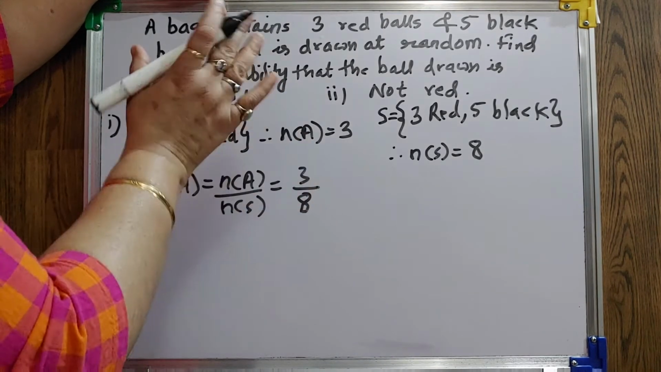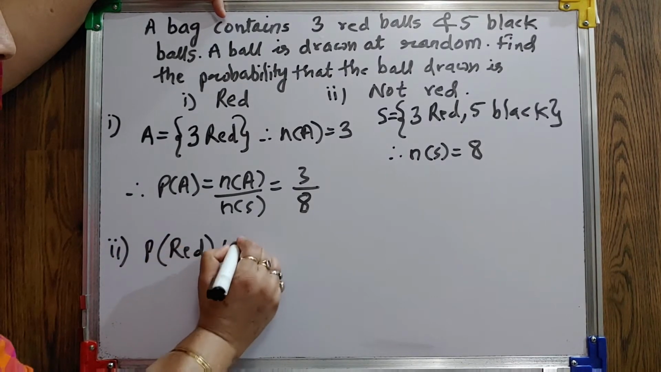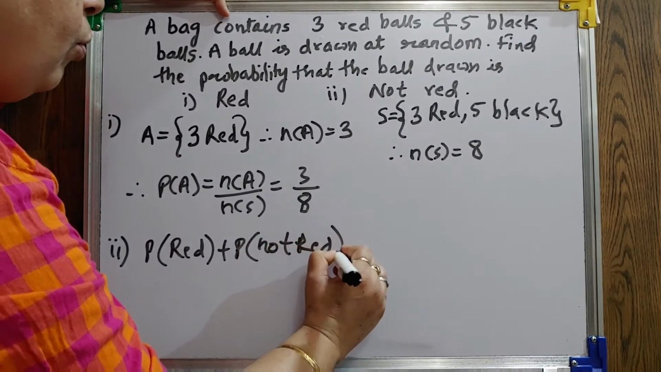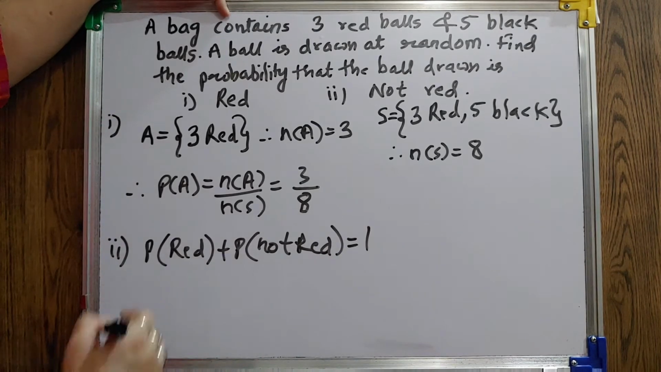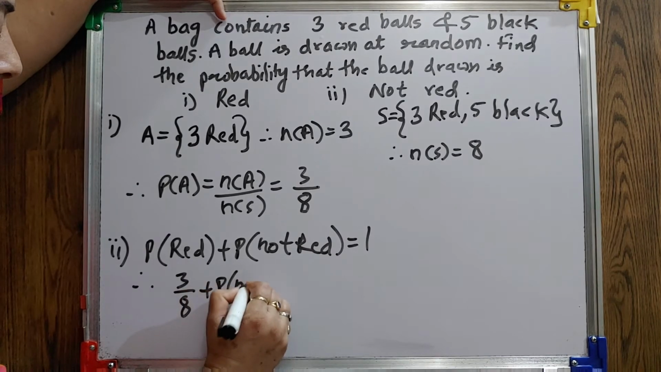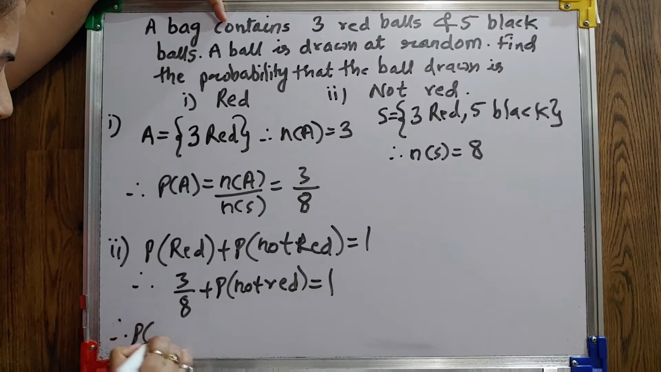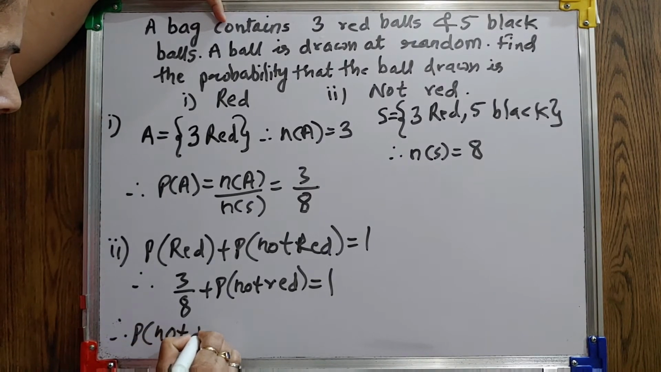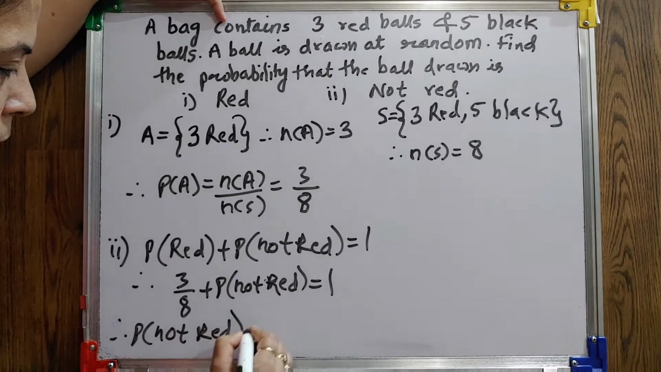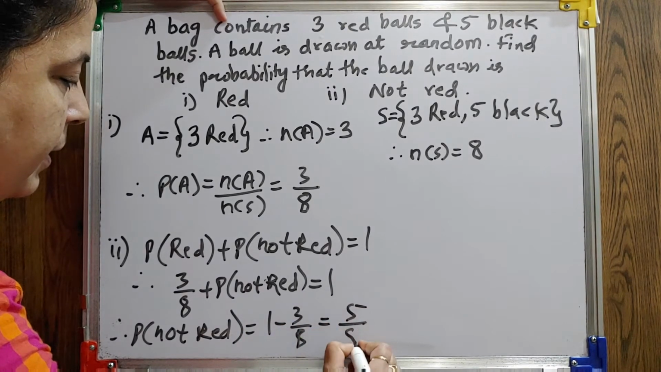Now in the second part, not red, I can solve this in 2 ways. I know total probability is 1. So if I use that concept, then probability of red plus probability of not red, that is my total, is always equal to 1. So 3 by 8 plus probability of not red equals 1. So my probability of not red will be 1 minus 3 by 8, that is 5 by 8.